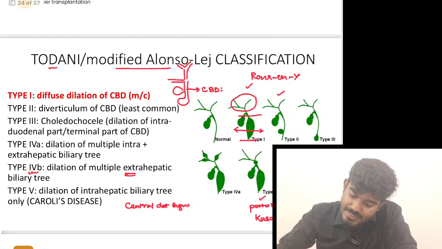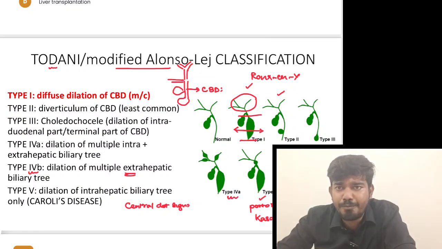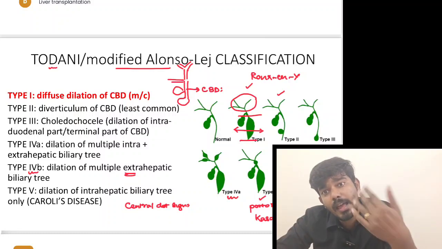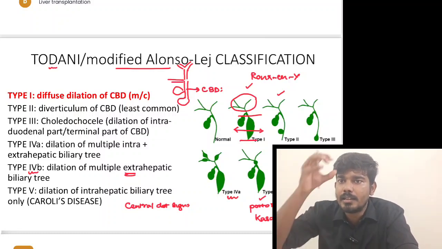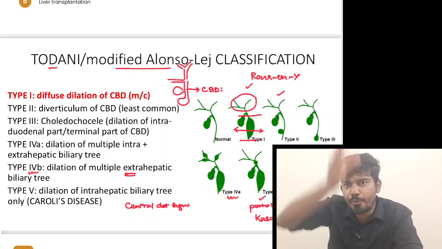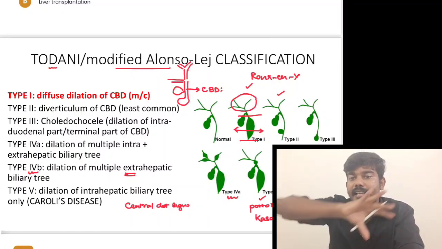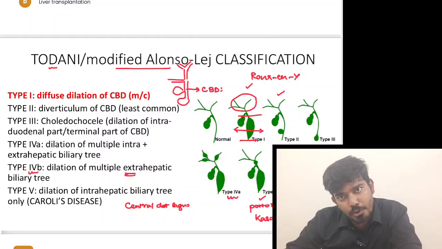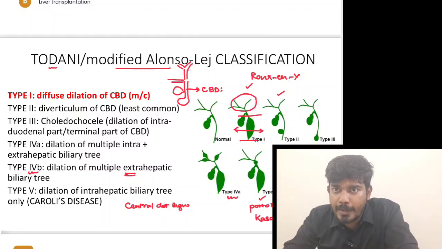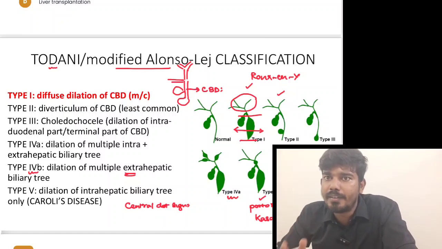Then in case of type 4A and type 5, intrahepatic involvement is there. That's why, if a segment is involved we can go for segmental resection, or else if the entire liver is involved we have to go for a liver transplant. Okay, in case of intrahepatic biliary atresia also the treatment of choice is liver transplant.